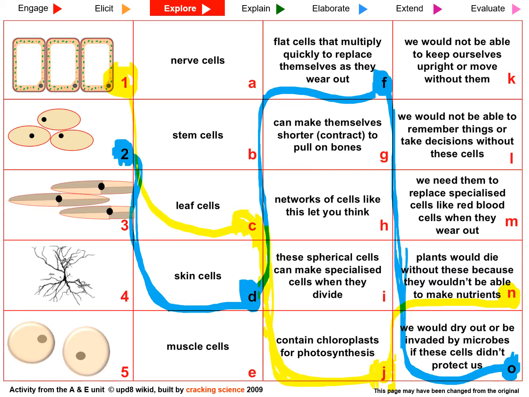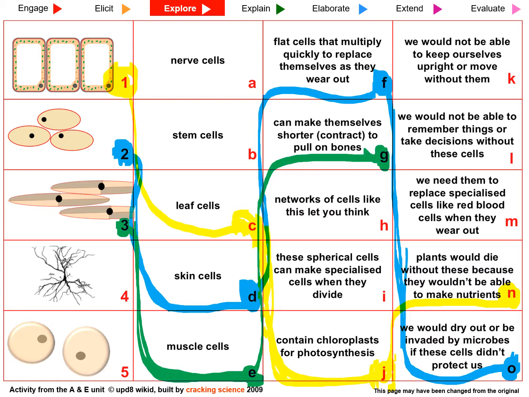Okay, next we have number 3, and these are actually going to be our muscle cells, so that connects down to E. Our muscle cells are designed so that they can shorten or contract in order to move parts of our body and pull on our bones. And if they were not working very well, we wouldn't be able to keep ourselves upright, or we wouldn't be able to move. So then it goes up to K.